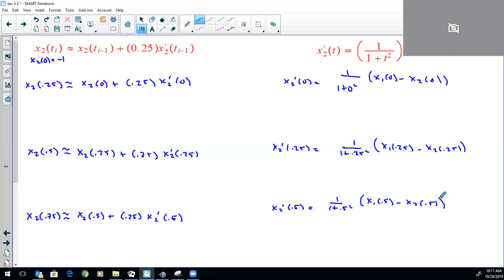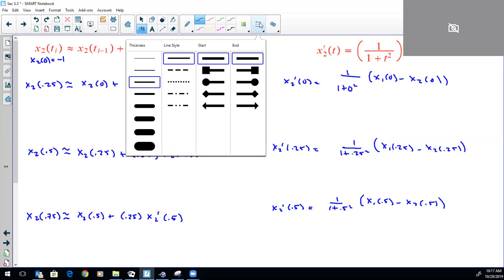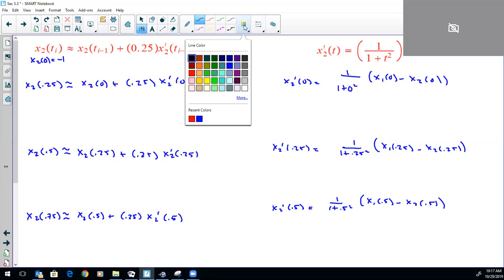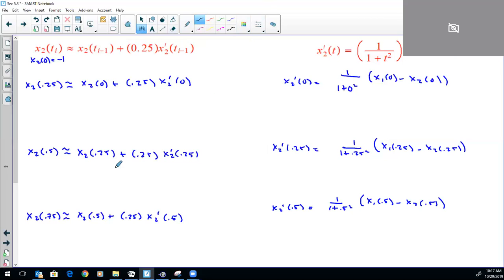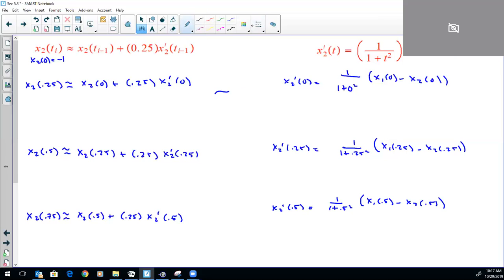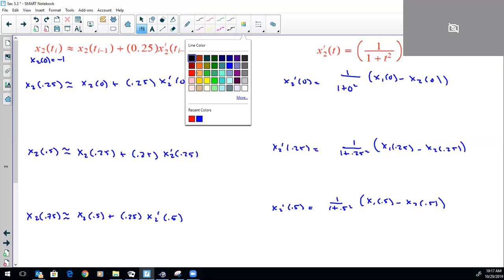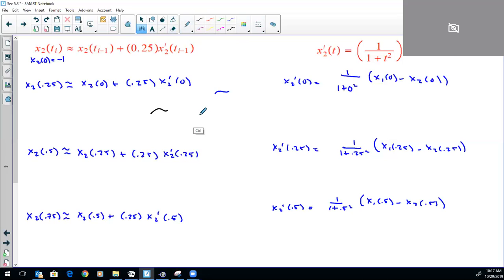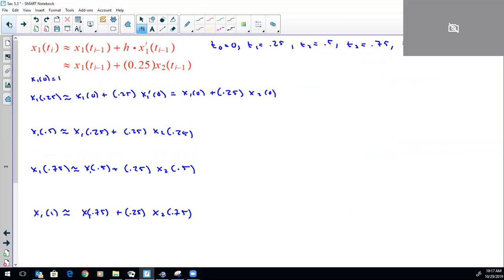Okay, now we're ready to start cooking here. Let me change my colors. Oh, I need to change color. Good. Okay. Well, let's fit in what we have here.